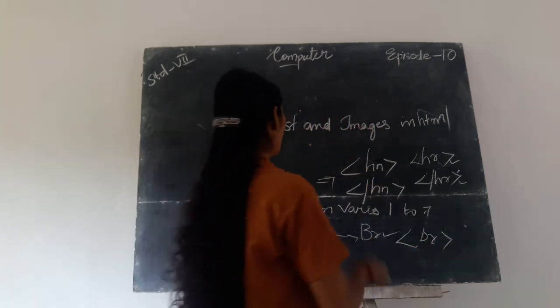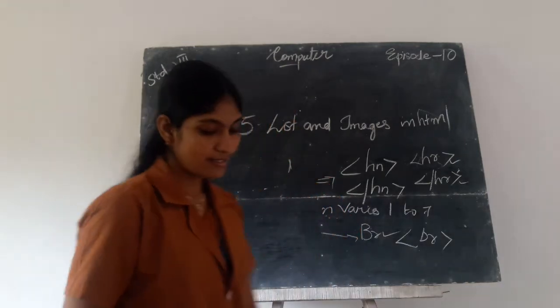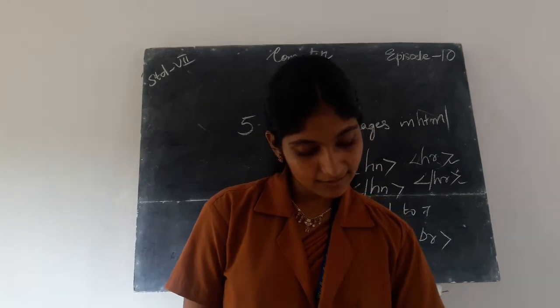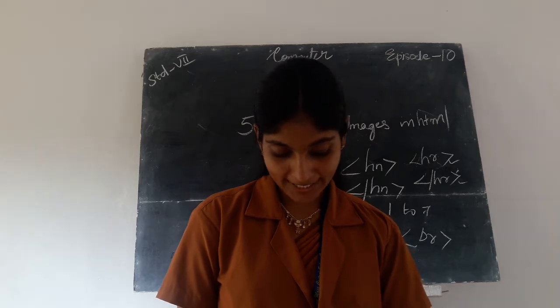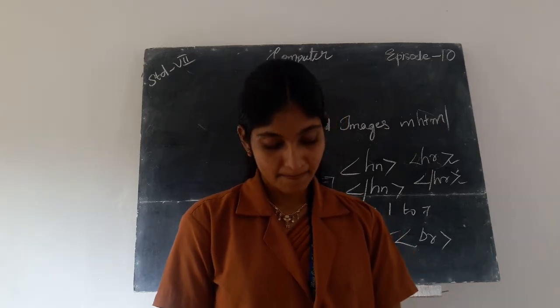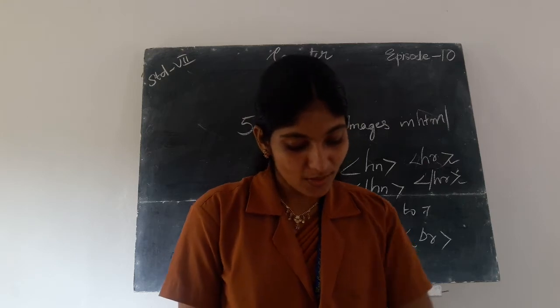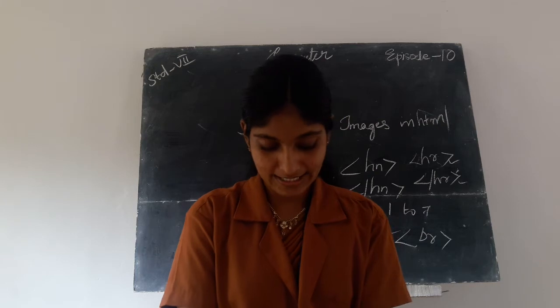Right. So after that we have discussed some attributes. What are they? Some attributes like background color, BG color, background image, etc. So next we are going to learn more in HTML.